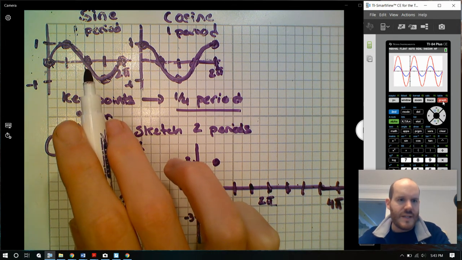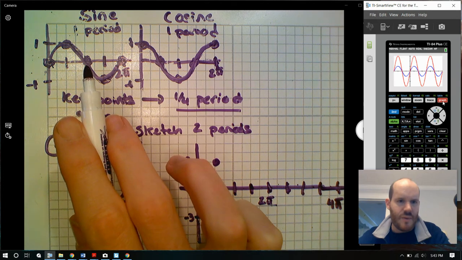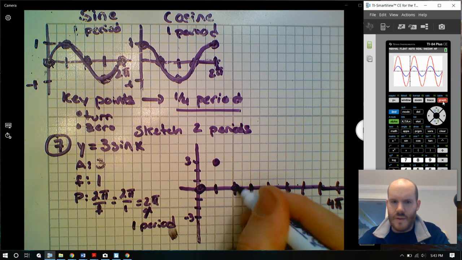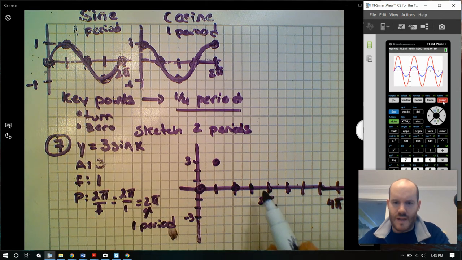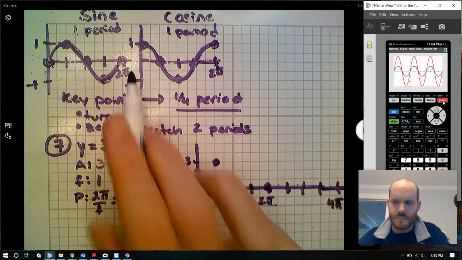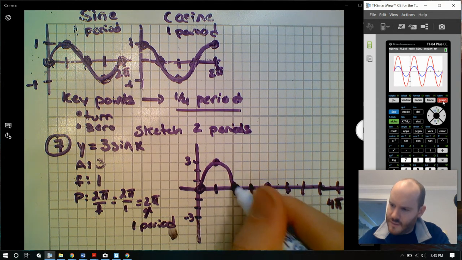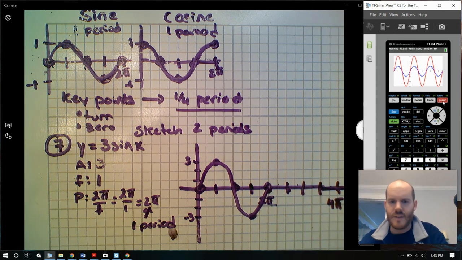Then I'm going to go back to my sine curve. The next key point, halfway through its period, passes through the axis again. The next key point is at the minimum. So the next key point, I'm at the minimum, which is -3. And then I'm back to 0 for the last key point. That gives me 1 cycle of that sine curve.